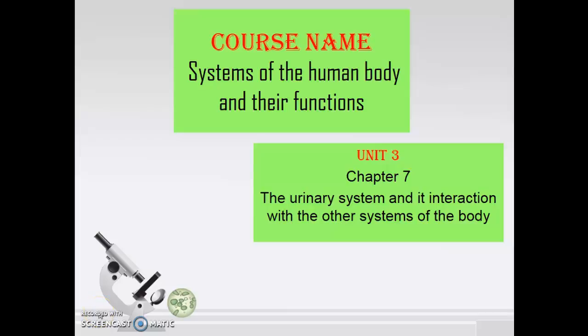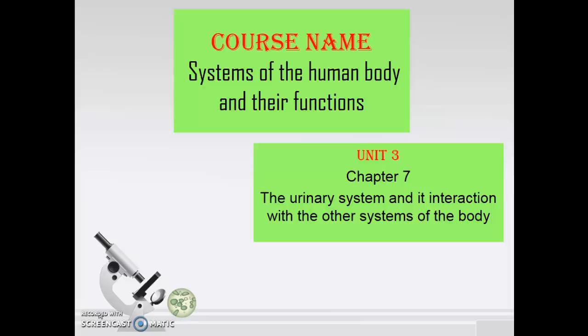Hello everyone. Today we are going to discuss how our urinary system or excretory system interacts with other systems of the body. It's chapter 7 of unit 3 and the course name is Systems of the Human Body and Their Functions. So let's move to the next slide.